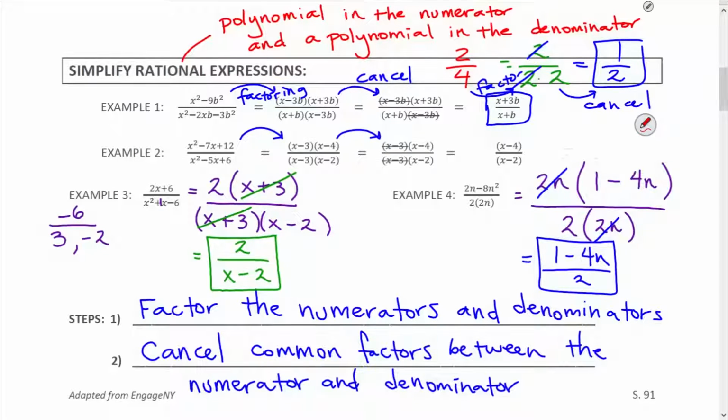Okay, so we're factoring the numerator and the denominator and canceling out common factors. Just like we did simplifying 2/4 to 1/2, or simplifying fractions with common factors in the numerator and denominator. It's the exact same, except it's now with polynomials in numerator and denominator.